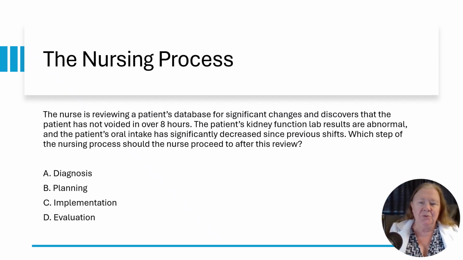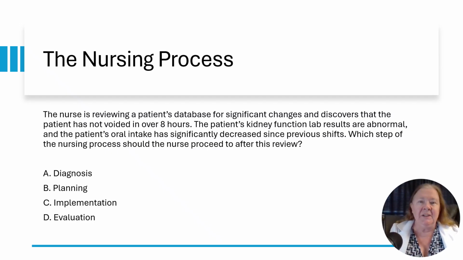So you have to understand what's going on in the stem of this question. What is happening? The nurse is reviewing the database for changes, and the nurse is looking at the fact that the patient hasn't voided in 8 hours, kidney function labs are abnormal, oral intake has decreased. So what is the nurse doing in this case? The nurse is performing an assessment. And there are some key words there. Reviewing is a key word, that the nurse is performing an assessment.